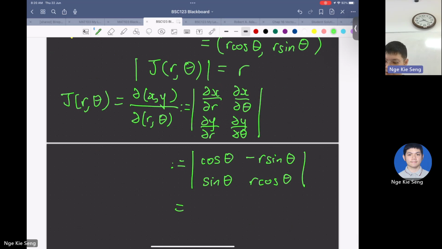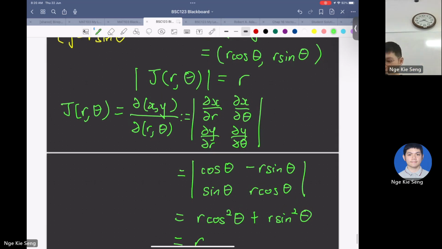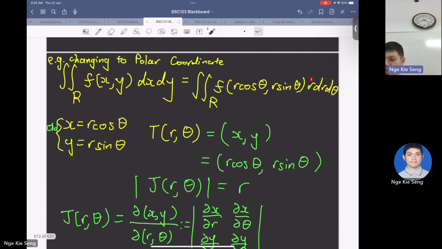So in the end, what do we get? r cos squared theta plus r sine squared theta. All together you get r. So this is where the extra r comes from, which is from the Jacobian.